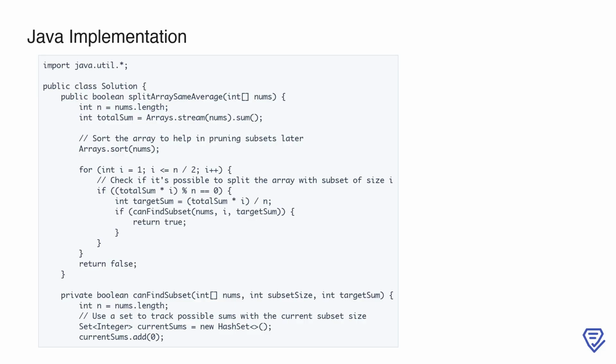We then call the helper method, canFindSubset, to check if such a subset exists with the given size and target sum. If the method returns true, the function immediately returns true, indicating that the array can indeed be split. If no valid subset is found for any subset size, the function ultimately returns false.